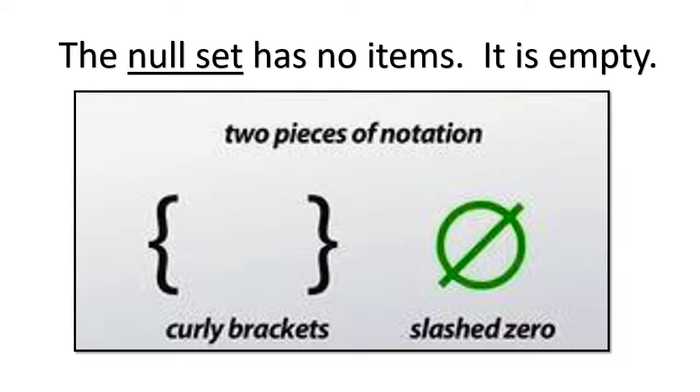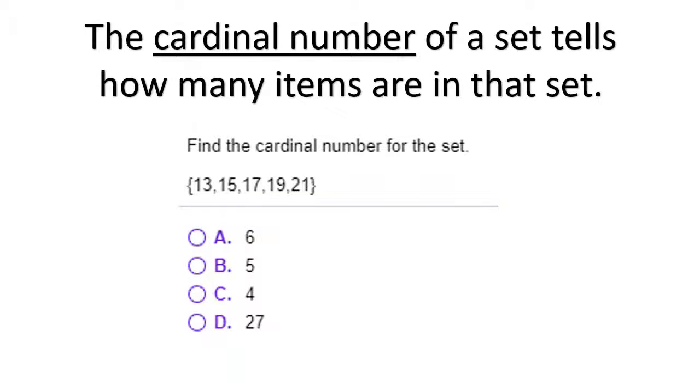Now there is such a thing as the null set. The null set has no items in it. It is empty. You can use one of two notations. You can either use those brackets with nothing inside to represent the null set, or it's commonly used with a circle with a line through it. The slashed zero is commonly used for null set or empty set.